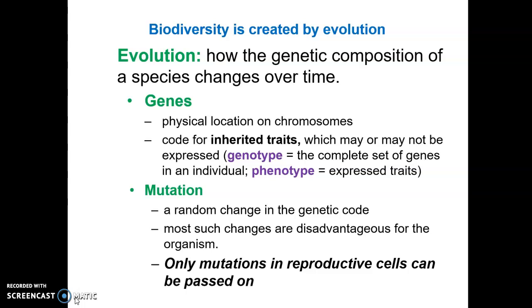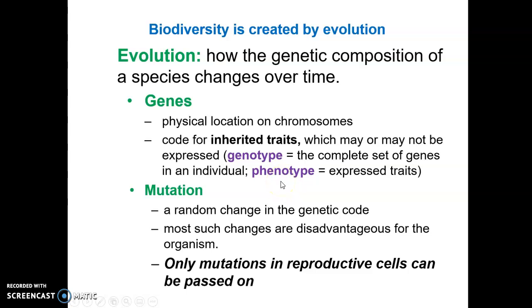No matter what size, each cell contains chromosomes, and on those chromosomes are specific locations which are known as genes. So it's basically a chemical sequence on a chromosome. And these genes essentially code for traits which may be expressed traits or not expressed traits. So the term for traits that are expressed is phenotype.